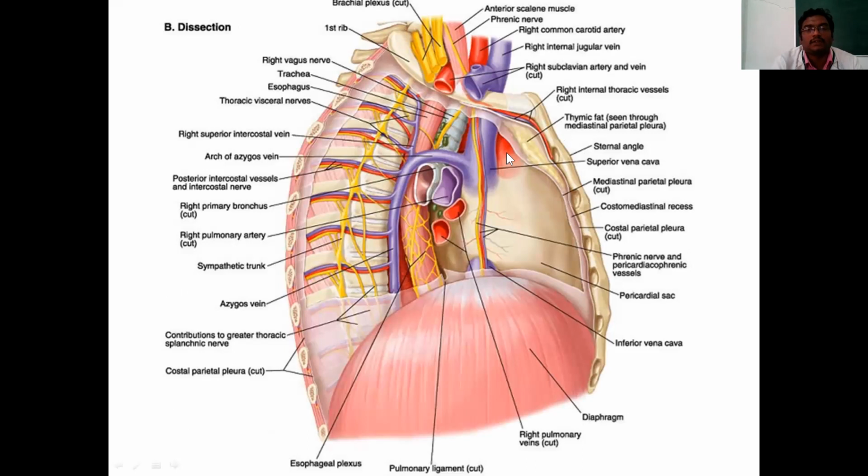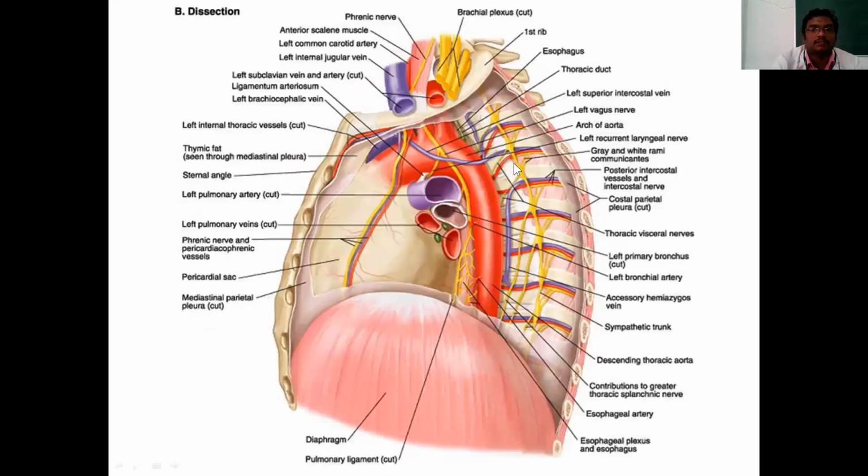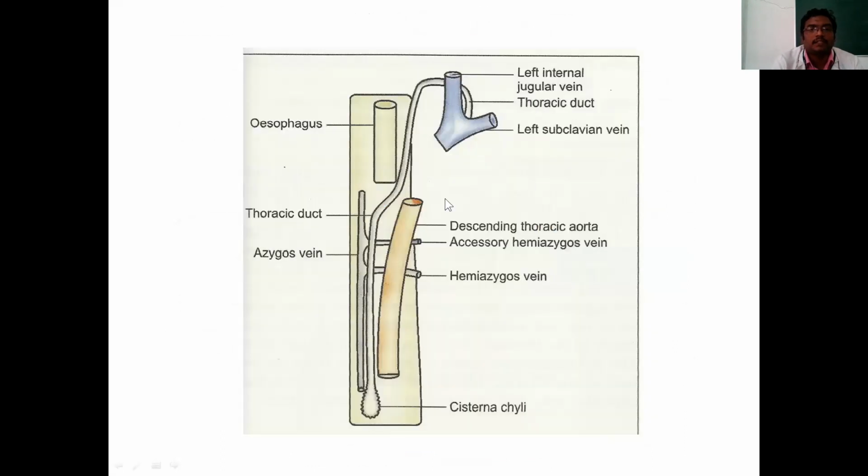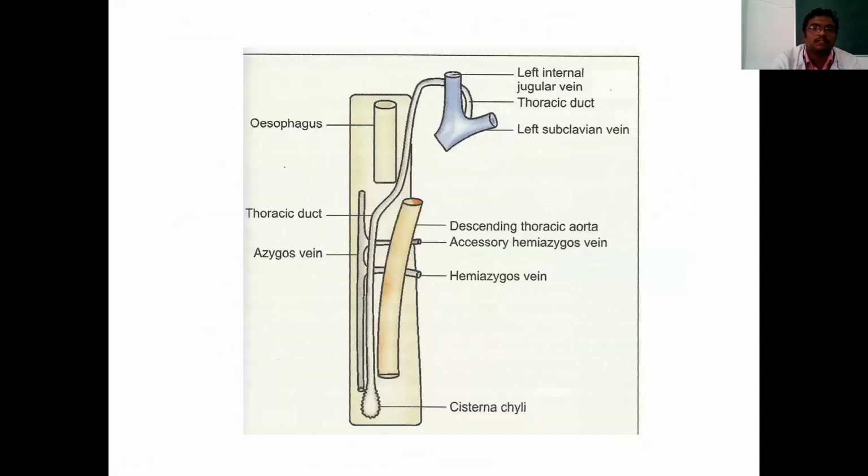So this is the arch of aorta, which starts at the level of the sternal angle and terminates at the level of the sternal angle. And this is your thoracic duct, which moves from the right towards the left side at the level of the sternal angle. So why am I telling all these things?